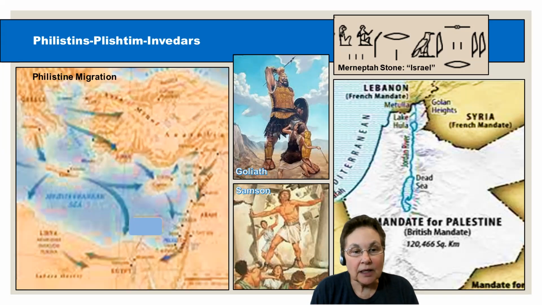The name Philistine was translated from the biblical Hebrew name Plishtim, which means invaders. Without a group identity of their own, the local Israelites referred to them as invaders, which eventually became their name. So how did Israel become Palestine? It came from the Romans.